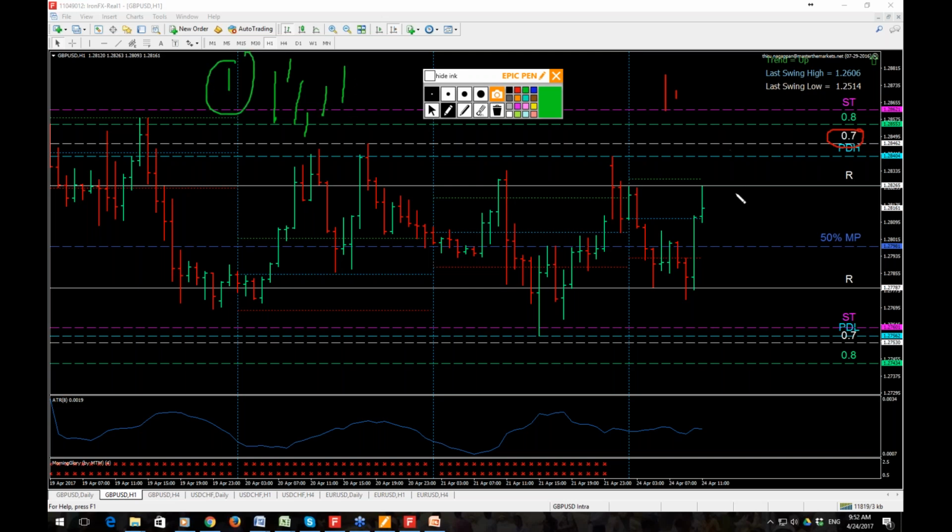Scenario one. Or would you consider this as a consolidation, where it consolidates within one engulfing bar? Or would you consider this as a consolidation within the range of 2 bars? So what is a consolidation? You need to analyze first.